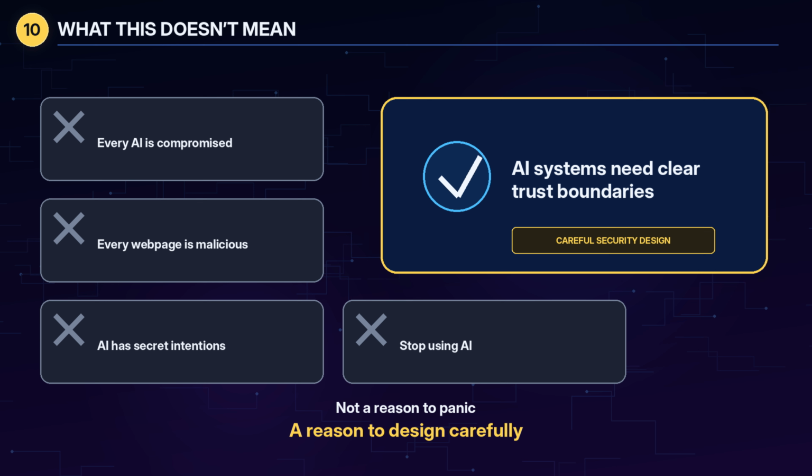Prompt injection does not mean every AI conversation is compromised. It does not mean every web page contains hidden instructions. It does not mean AI systems have secret intentions. And it does not mean people should stop using AI. It means AI applications need clear boundaries, limited permissions, careful testing, and meaningful user control. This is a design challenge, not a reason to panic.